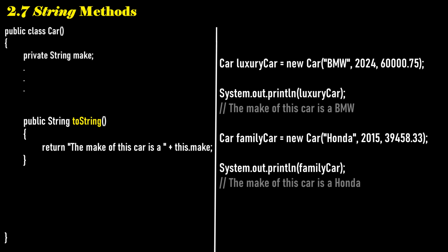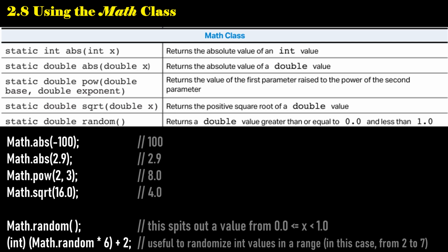Here's some methods from the math class that might be useful. These are also part of the java.lang package, so they're available to use immediately. These methods are all static methods, so in order to call them, we need to use the class name, which is math in this case, the dot operator, and then the method name as well as whatever parameter list it entails.